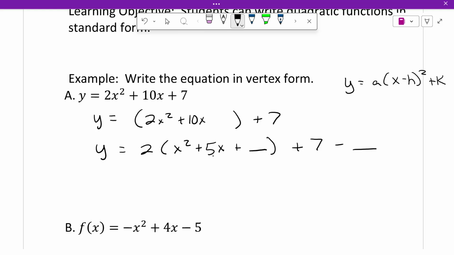Okay? Now, what's half of 5? 2.5 or 5 halves, right? What you're going to do is square that. That squared is 25 fourths. So, if we're going to add a 25 fourths in there, it's 2 times 25 fourths, which we're going to have to then subtract out here, which is 2 times 25 fourths, or 25 halves out here. Okay?